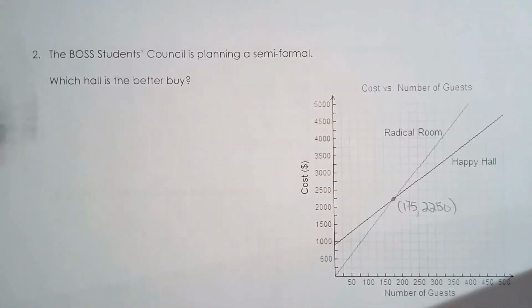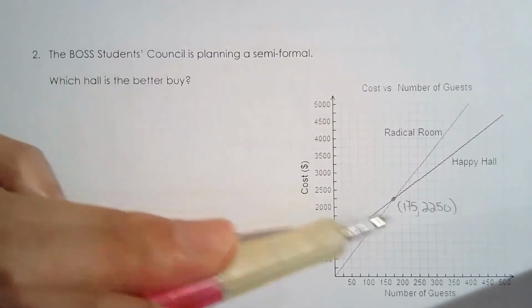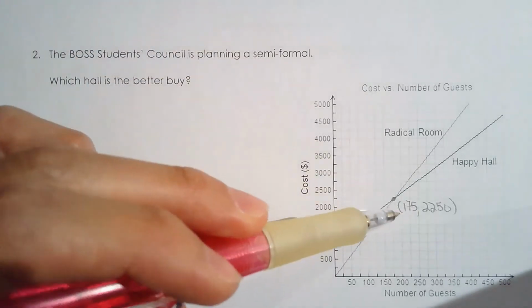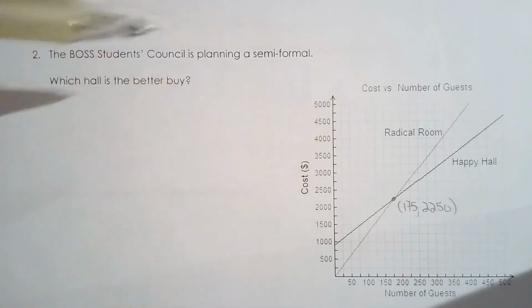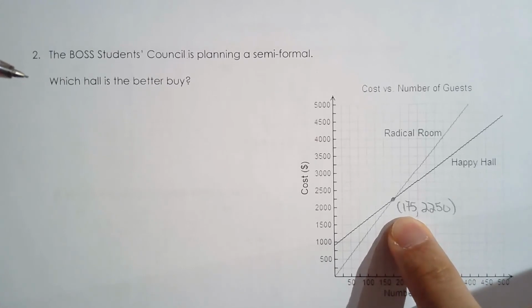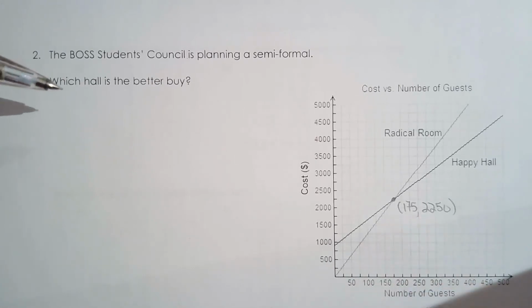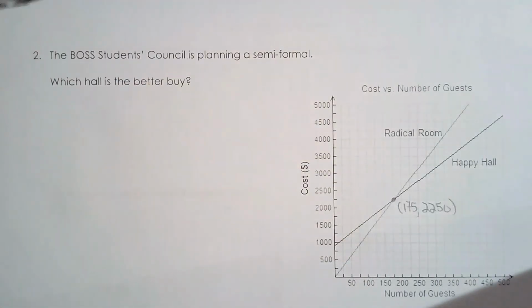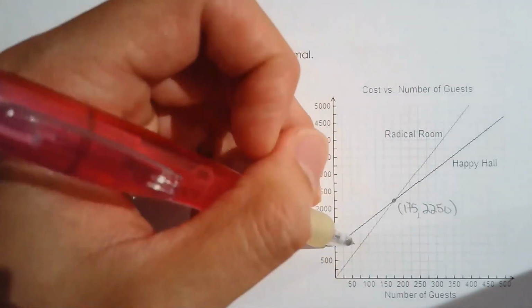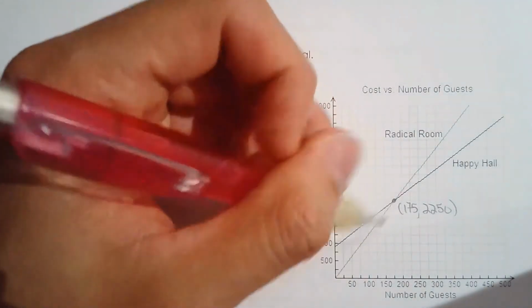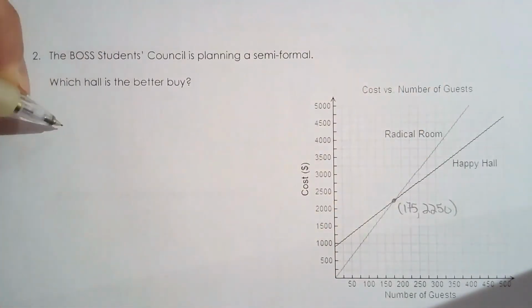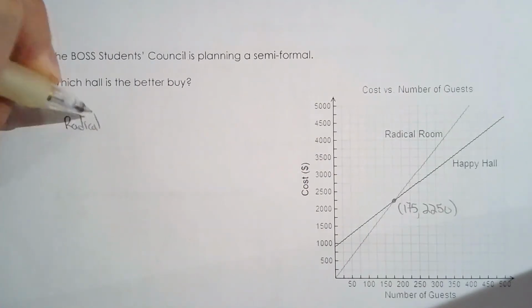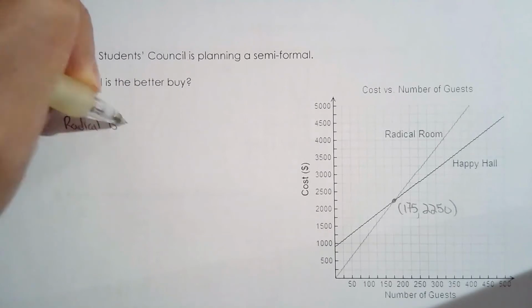Okay, so what does that point of intersection mean? It's really important that we can interpret that. This point means that both Radical Room and Happy Hall cost $2,250 if 175 guests come. Okay, so by the way, Radical Room is a direct variation and Happy Hall is a partial variation. So that means that Radical Room is cheaper in the beginning. And when I say in the beginning, that means less than 175 guests. So Radical Room is the better buy.